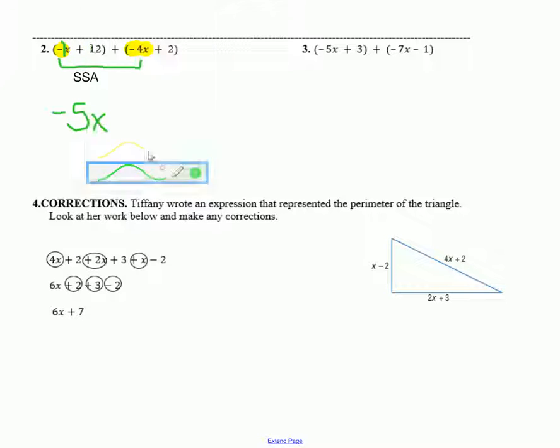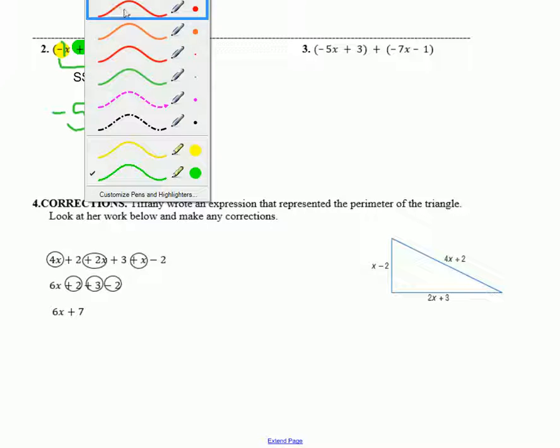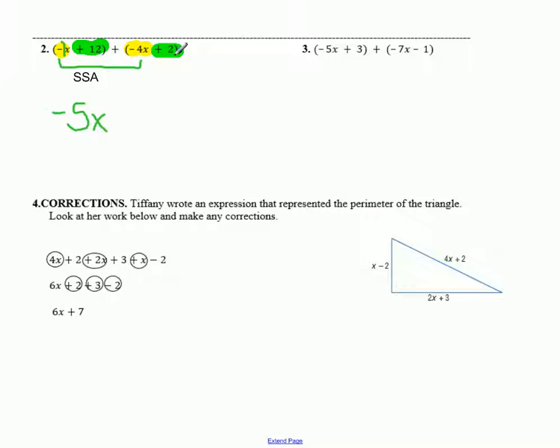Same thing will happen over here with my positive 12 and my positive 2. Those are also same signs. So I'm going to add those two together and I will get 14, and this term will be positive because 12 and 2 are also positive. There we go. Not too bad, right?